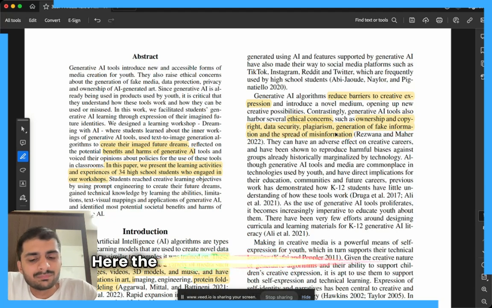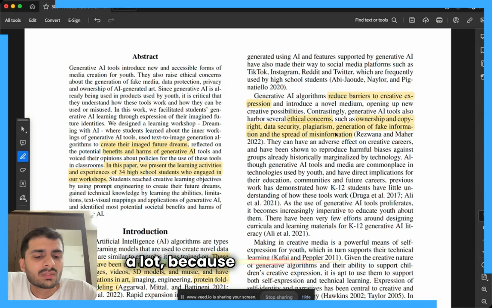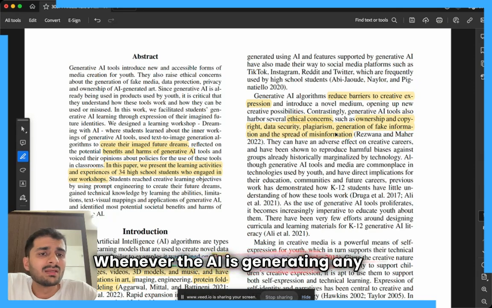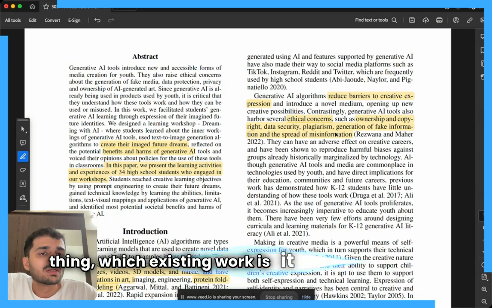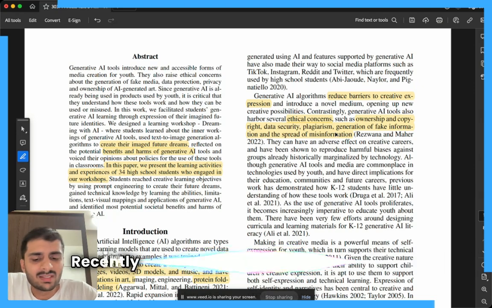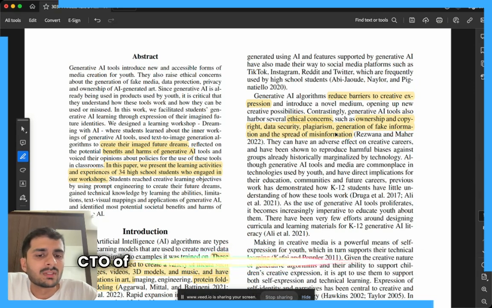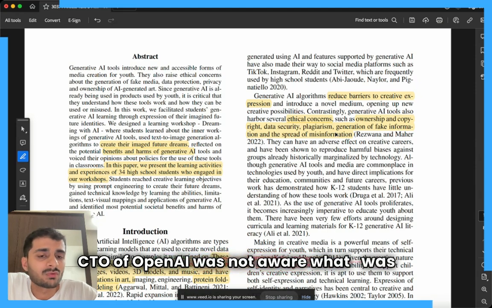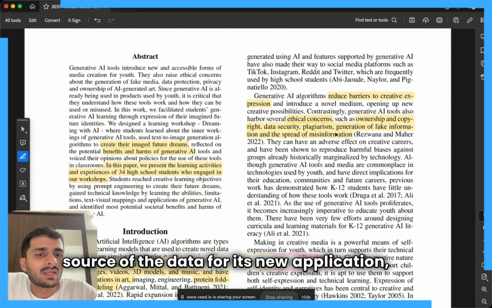Here, the topic of copyright interests me a lot because you never know whenever the AI is generating any new thing, which existing work is it using. It's not cited. Recently in an interview we also saw that the CTO of OpenAI was not aware what was the source of the data for its new application Sora.